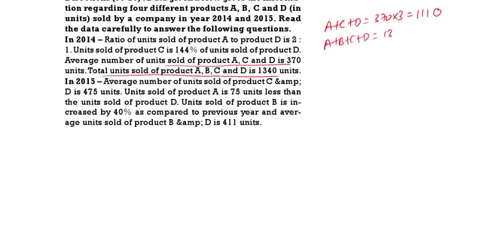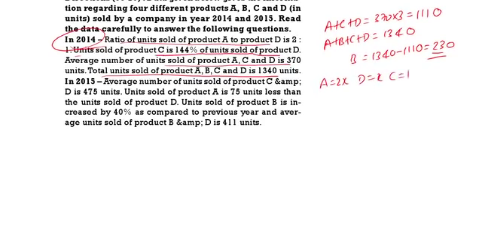Now, total units of ABCD, A plus B plus C plus D is 1340. Now we can calculate B. So B is 1340 minus 1110. That is how much? 230. This is B. And we are calculating 2014 here. This is B 2014. Now, the ratio of A and D is 2:1. That means A is 2x, D will be x. C is 144% of D. That means C is 1.44x. So, what is the 2x plus x plus 1.44x?